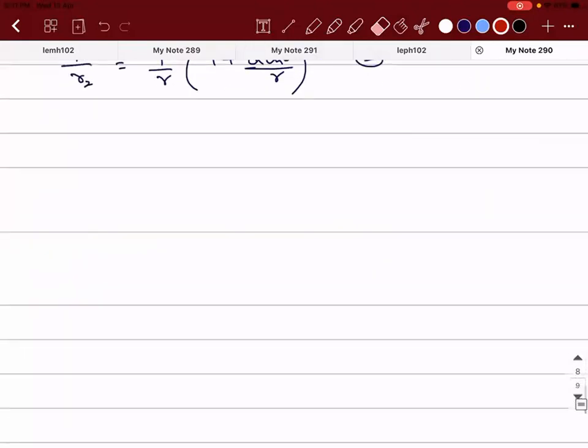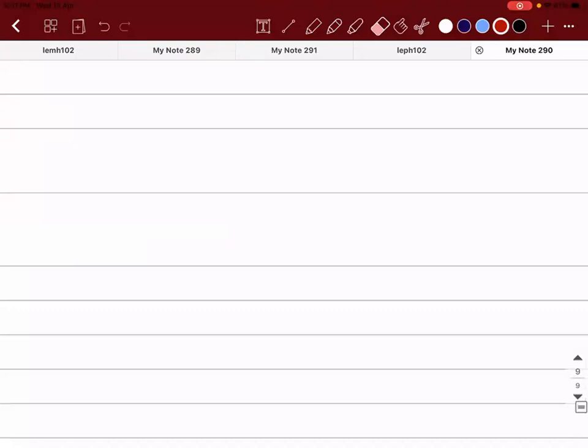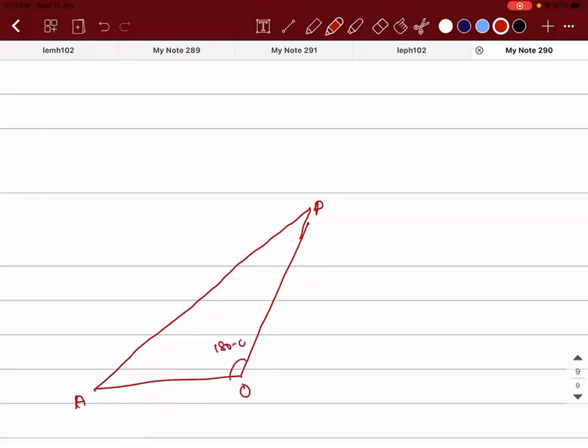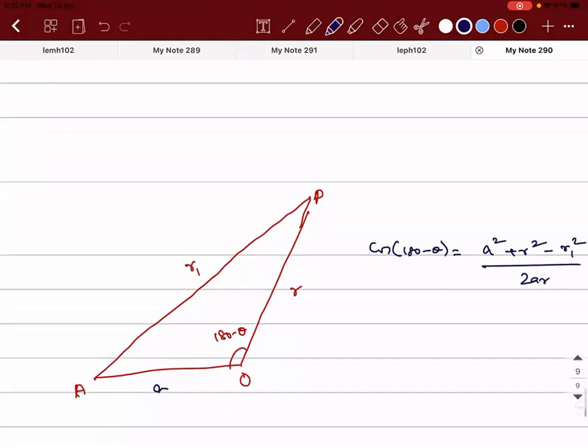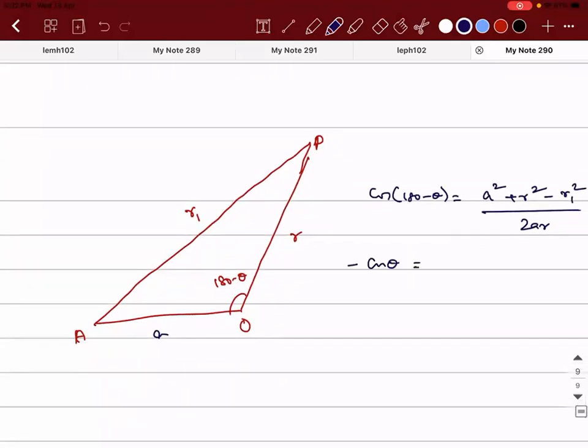In a similar way, if I take the other triangle, what is the other triangle that you have? This is PAO. This angle is going to be 180 minus theta. This is R, and how much is this value? R1. Correct? Now, if you use the same logic, tell me what is cos of 180 minus theta that you're going to get here. So this is A square plus R square minus R1 square over 2AR. But cos of 180 minus theta is minus cos theta, second quadrant, right? So minus cos theta is equal to A square plus R square minus R1 square divided by 2AR.